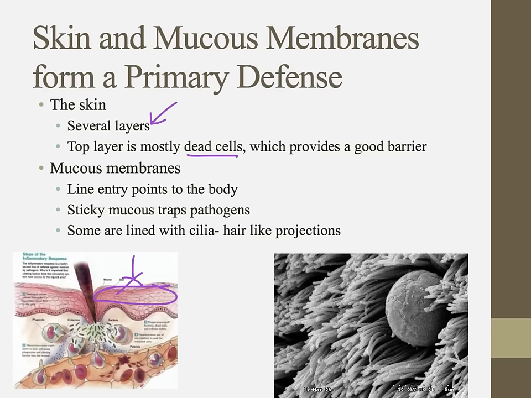Mucous membranes, we'll talk more about those in just a minute. They are going to line the entry points to your body, so places that aren't covered by skin. That mucus is really sticky and it can trap the pathogens so they can't get into the interior of your body. And then some of them are lined with these hair-like projections called cilia.